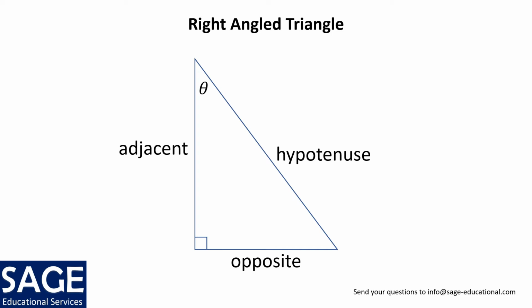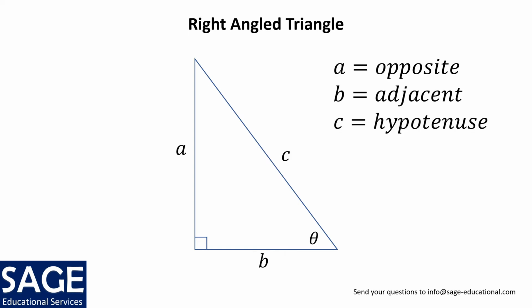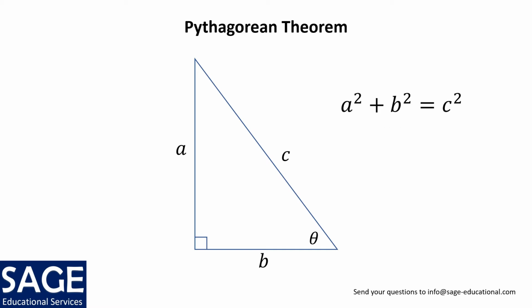So once we have named these sides, we can now give them letters. In this triangle, we can say that side a is the opposite, side b is the adjacent, and side c is the hypotenuse. Now there are three trigonometric ratios that we will be talking about. Before we jump into that, very quickly, another thing that we will talk about is the Pythagorean theorem: a squared plus b squared equals c squared.